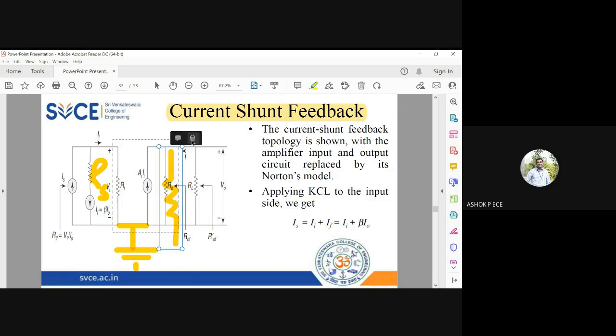So remember, another name for parallel is shunt. It is just notation they are giving as shunt; otherwise shunt and parallel have the same meaning.